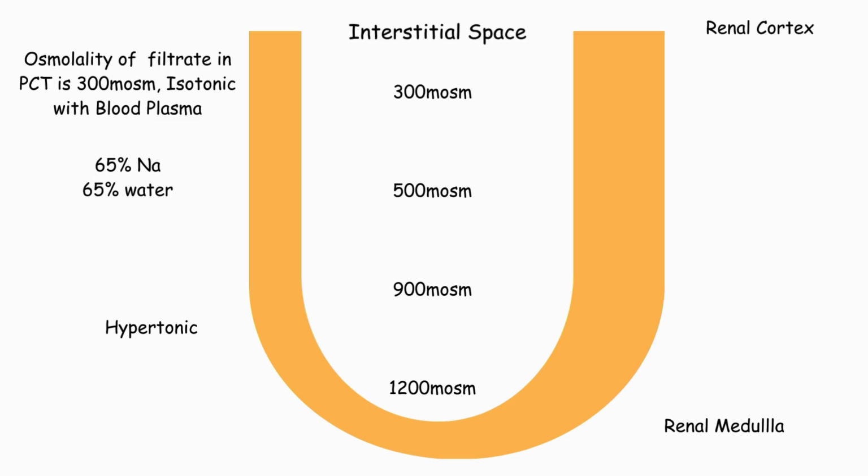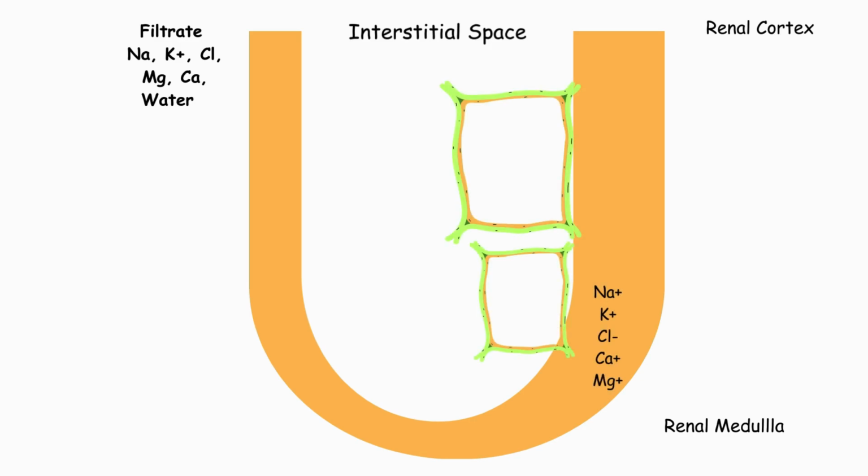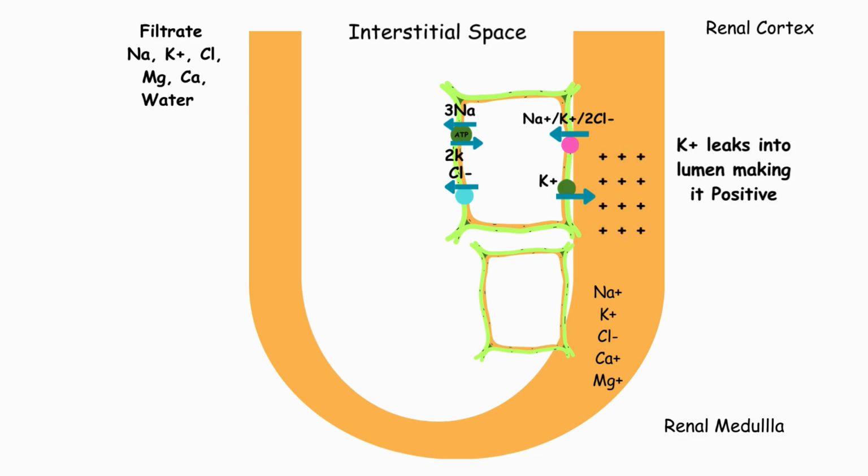Let's see how the filtrate gets hypertonic here. Filtrate coming from the proximal tubule contains sodium, potassium, chloride, magnesium, calcium and water. At first, in the ascending limb, the sodium-potassium-chloride cotransporter pumps sodium, potassium and chloride from the filtrate into the tubular cells. After entering inside the cell, sodium will be pumped into the interstitial space through the sodium-potassium ATPase pump. Chloride will also move into the interstitial space through chloride channels at the basolateral membrane.